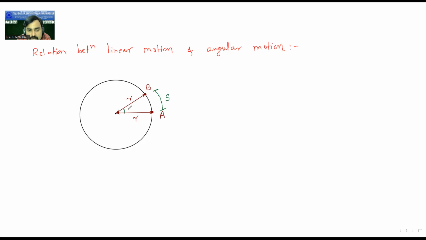And suppose this angle is theta. From A to B, a body moves from point A to point B. It travels a distance S. The angular displacement of AB is theta. And this is the radius. So from the figure, we can say that S, the length of arc, is equal to R into theta, where theta is the angular displacement.